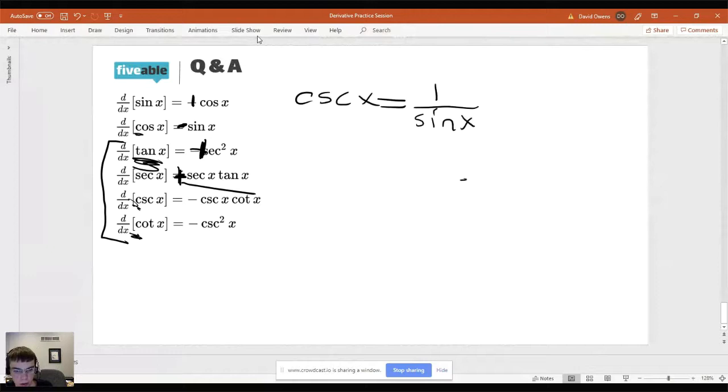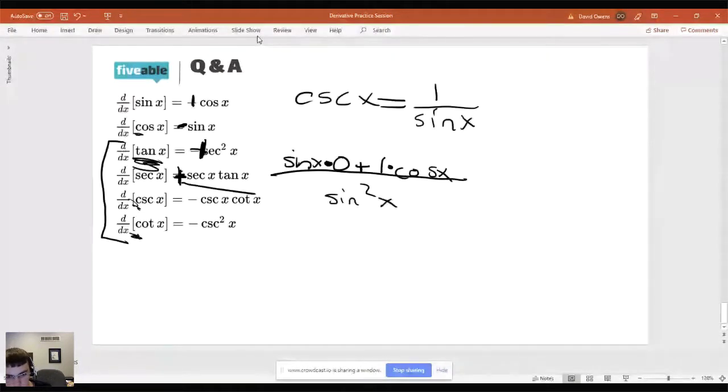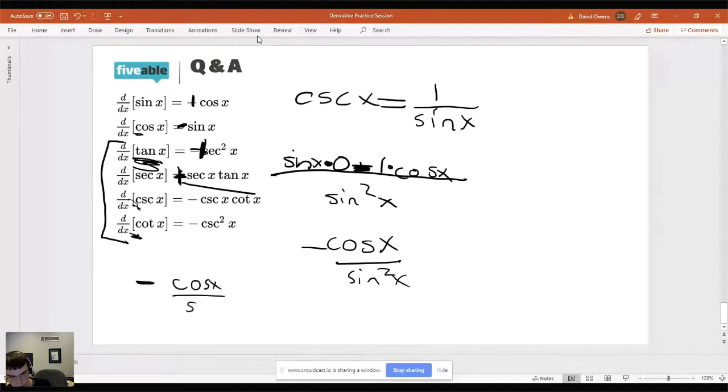So now let's do the quotient rule for this. So we've got the bottom times the derivative of the top, minus the top times the derivative of the bottom, all over the bottom squared. That should be a negative sign. Once again, remember, get your rule straight. So we've got negative cosine x over sine squared x. Now let's do some trig to simplify this. So we've got negative cosine x over sine x times 1 over sine x. So that will, of course, be equivalent to negative cotangent x times the cosecant of x.